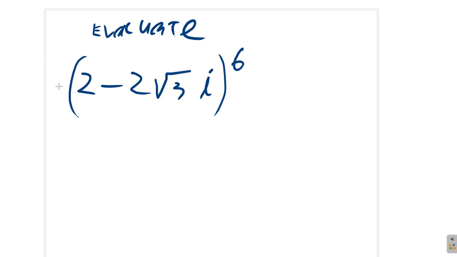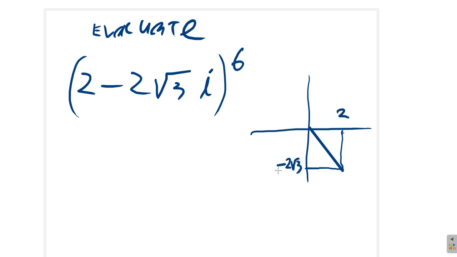Now you remember that when you have this form of a complex number, which is in rectangular form, what you need to do is convert it to polar form. Alright? Now, if you want the polar form, we imagine our graph here. Go to 2, minus 2√3. So it's somewhere there. It would be below 2 and below negative 2√3.